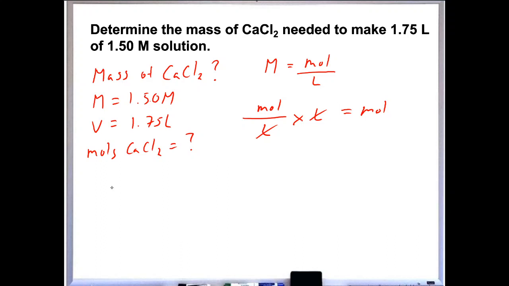So let's take our molarity, so 1.50 molar. Let's write out moles per liter just to help us understand the unit. And let's just say over 1 liter. So let's say times our volume, so 1.75 liters. And this is going to give us our number of moles. So this gives us 2.63 moles of calcium chloride. Now we just need the molar mass of calcium chloride, which is 110.98.